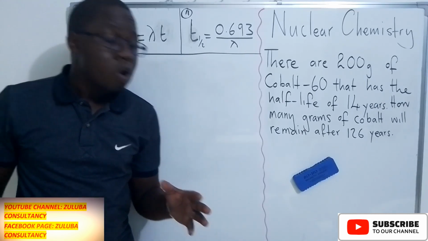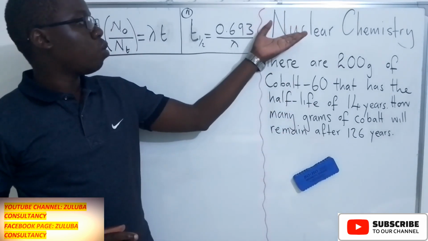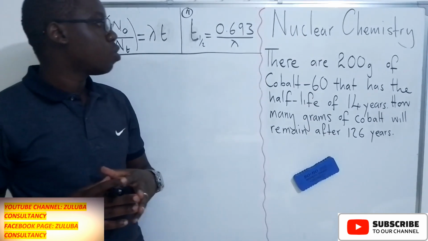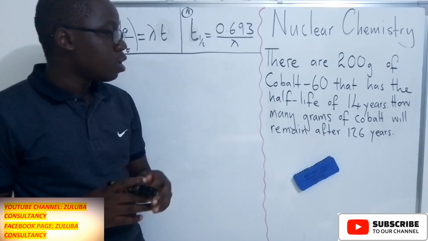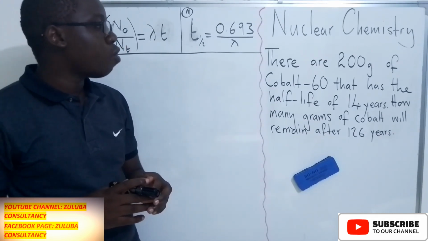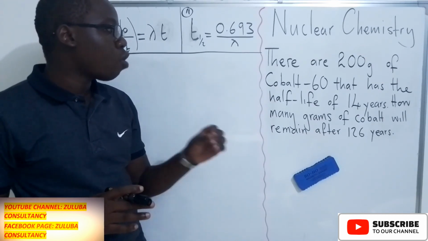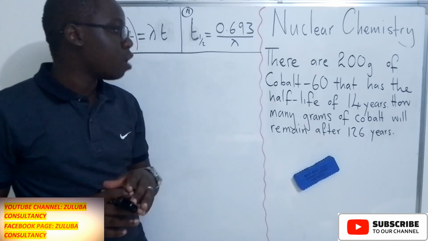In this video, we want to learn how we can answer this question under the topic nuclear chemistry. The question reads: there are 200 grams of cobalt-60 that has a half-life of 14 years. How many grams of cobalt will remain after 126 years?